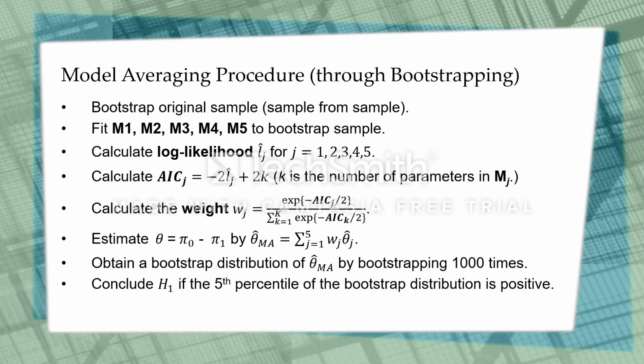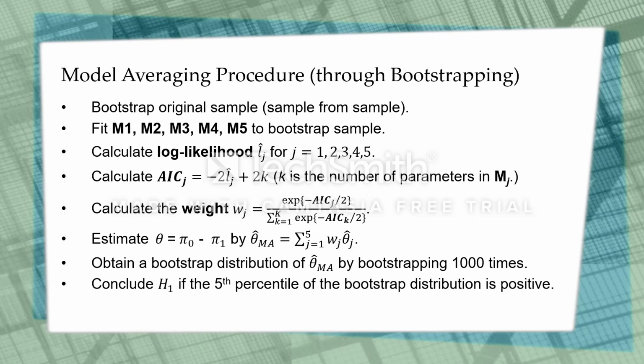For our model averaging procedure, we bootstrap the original sample and fit our 5 models to that sample, calculate the log likelihood for each model, calculate the AIC for each model, and calculate the weight for each model. From there, we're able to generate a theta hat estimate for our model averaging based on the weight and theta hat for each of the models.